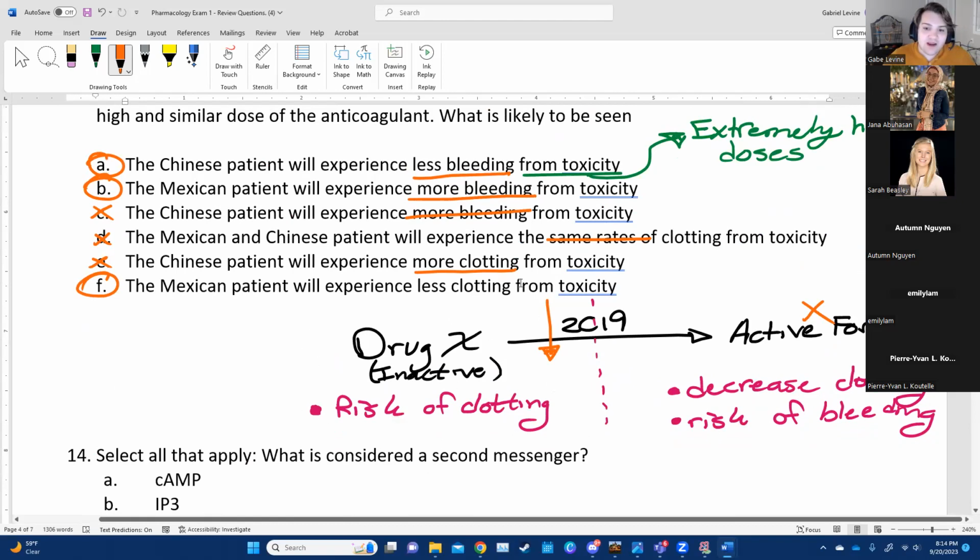So the way to look at this is that if you're looking at an inactive drug, an inactive component, that will not change any factors about toxicity or side effects or efficacy. Inactive is inactive. So if you were at risk of clotting over here, you're going to be at the same risk of clotting over here, whether you can activate the drug or not. The only time that you can modify that risk is if you're talking about the active drug.